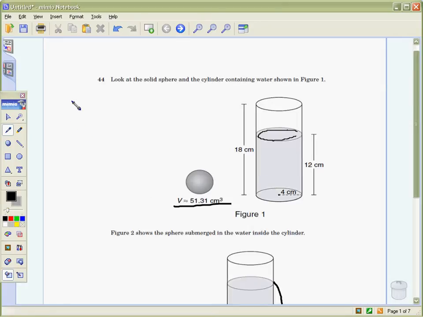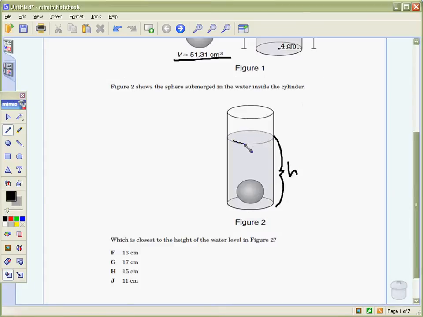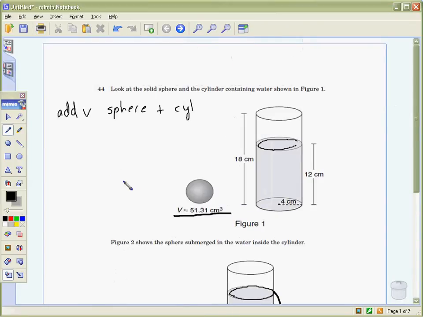Then we're going to add the volume of the sphere and the cylinder. Once we have that, we'll have this total volume here to the top of the water with the sphere inside. And once we have the total volume, we can use our volume formula to solve for the missing height h. So let's work through this. Here we have the volume of the sphere is 51.31, so I can go ahead and put that here. Now I need to find the volume of the cylinder.